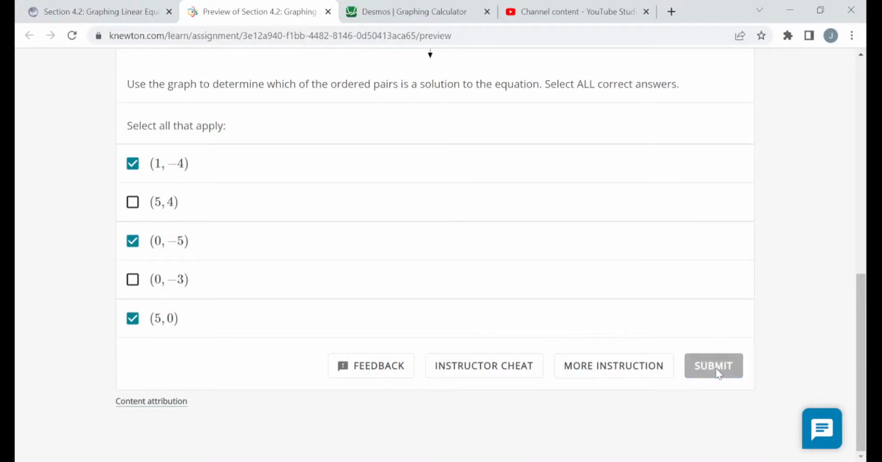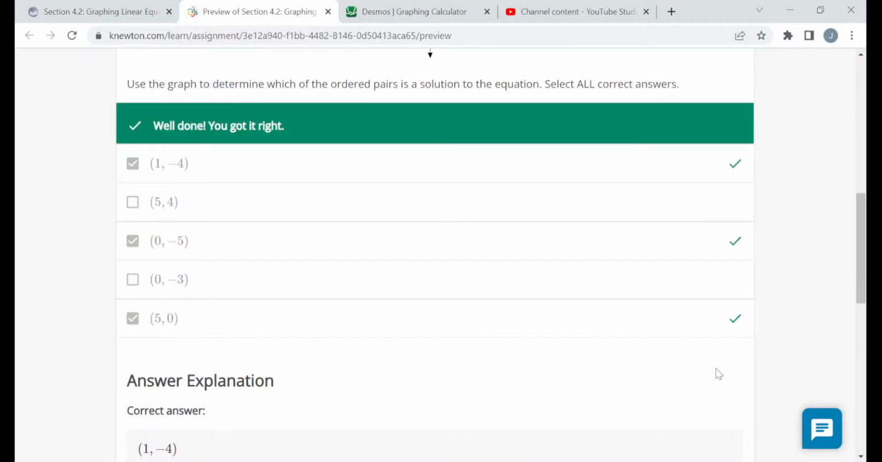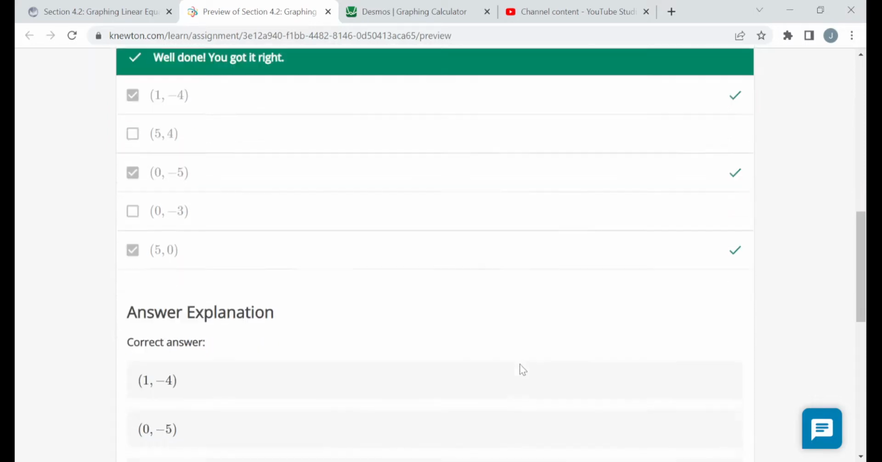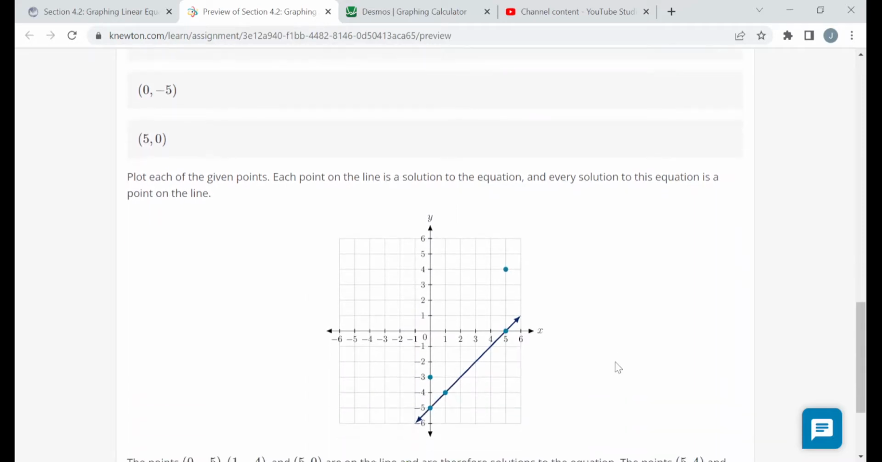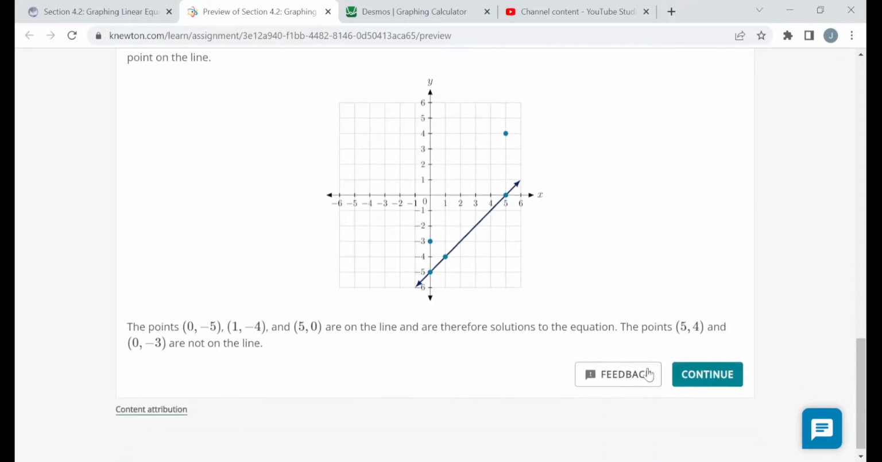All right, then after you submit an answer, you'll be told if you're right or wrong, and then you'll get some sort of answer explanation. Please read through the answer explanations just to make sure you understand why something was right or wrong, and hopefully you can learn from your mistakes for future questions. All right, so moving on.